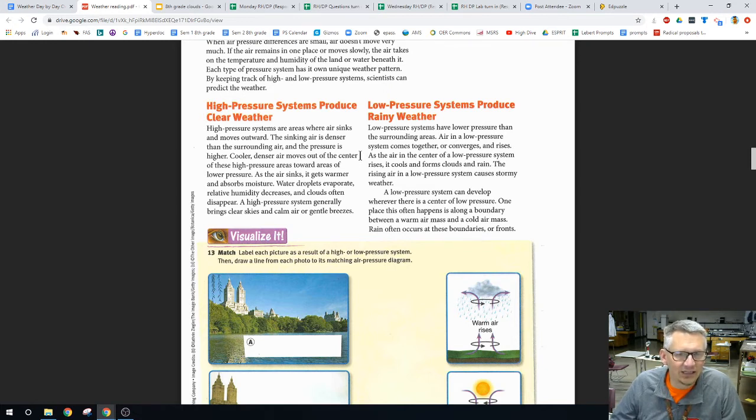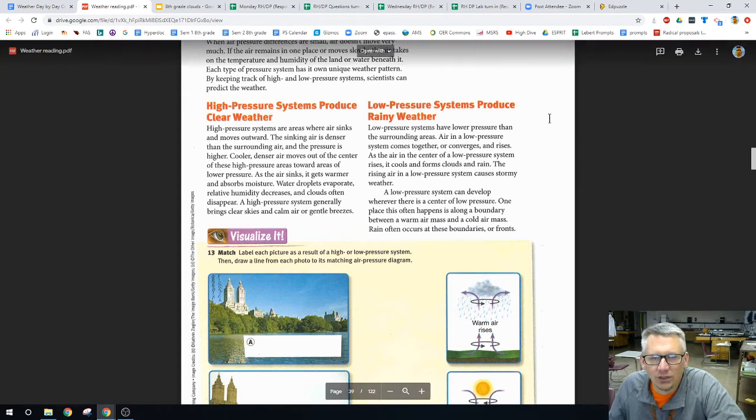As the air sinks, it gets warmer and absorbs moisture. Water droplets evaporate. Relative humidity decreases and clouds often disappear. High pressure systems generally bring clear skies and calm air or gentle breezes.